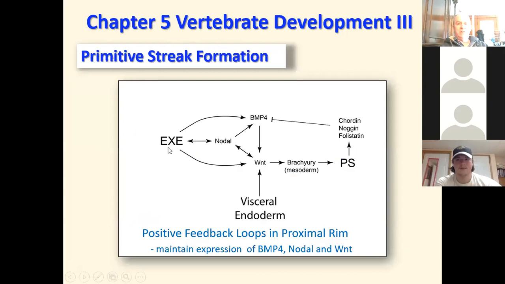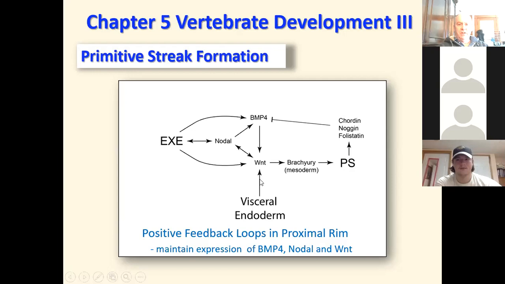Okay, so your EXE is releasing nodal, BMP4, and Wnt. And each of these is causing the production of the others: Wnt is causing nodal, BMP4 is causing Wnt, nodal is causing BMP4. So they're kind of sustaining themselves with their production. And these are going to cause brachyury to come up in that proximal epiblast rim.